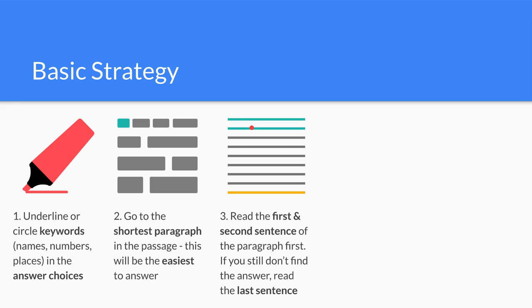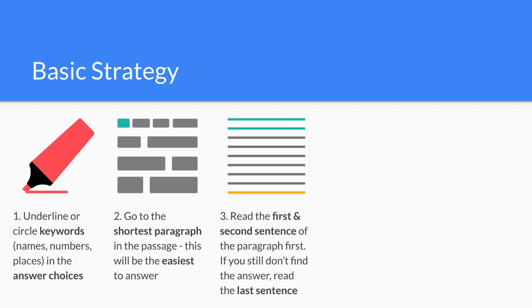You should first read the first two sentences. Those are the most important sentences. Read those first, and once you have a good understanding of what this paragraph is going to talk about, try to find the answer. Try to see if that information matches up with any of your answer choices. If you find the answer after reading the first two sentences, great. You've already solved the question and you can move on to the next paragraph.